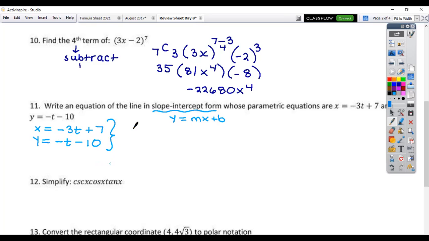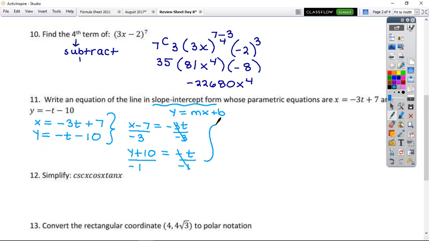So on the left-hand side here, I'm going to go x - 7, and then this is equal to -3t. And then divide by -3. And I'm actually just going to leave it like that because you're going to work with it anyways. So here's your first one. Then my second one, I'm going to add the 10 over. So we have y + 10 equal to -t. And then I'm going to leave this as over -1. And then we're going to take both of these and set them equal to each other. So those are both equal to t there. I'll cross that off too.